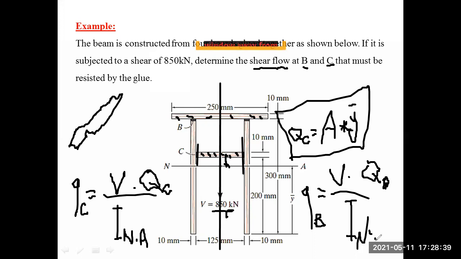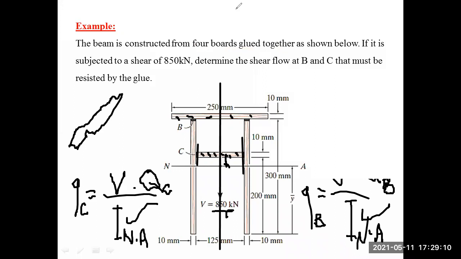Once you calculate the moment of inertia about the neutral axis, it is the same value, everything is the same. V is the same, so the only difference is Q: Q at C and Q at B. This is Q at B. This is how we calculate the shear flow.